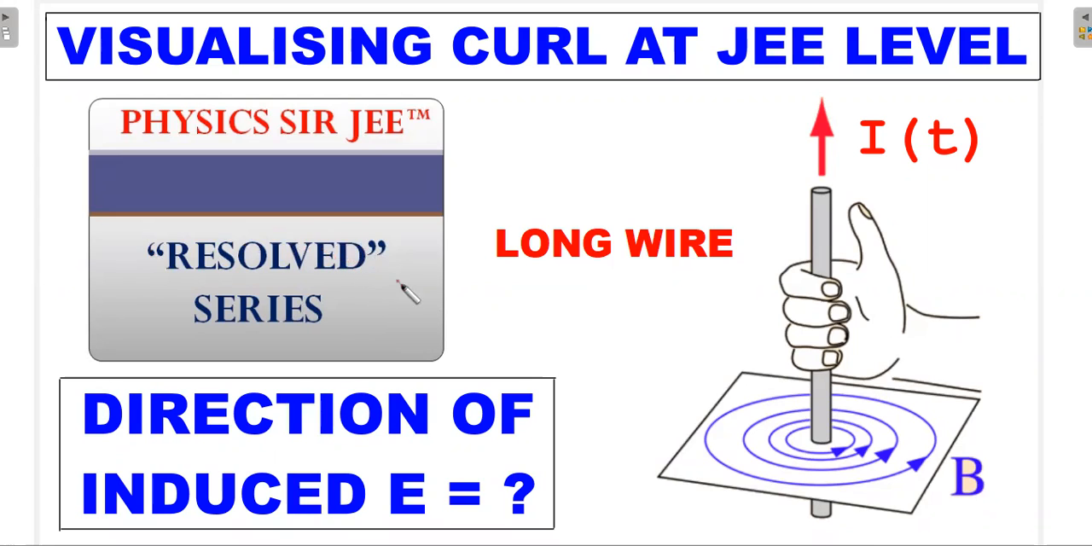Here we are in the Resolved series, in which I bring forward a situation that is very interesting at the JEE level. During the course of solving this problem, we have a current carrying wire, as you could see on the thumbnail, where the current is changing with time. It could be increasing or decreasing, and we already know the direction of the magnetic field in the vicinity of the wire. But the idea is to get the direction of the induced electric field due to the time varying magnetic field.